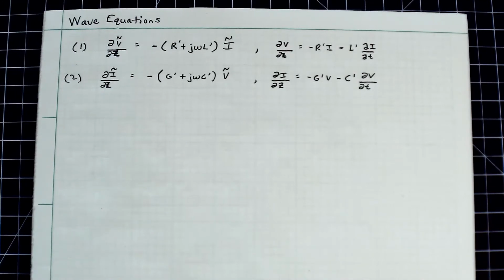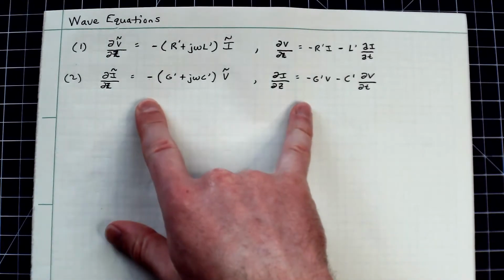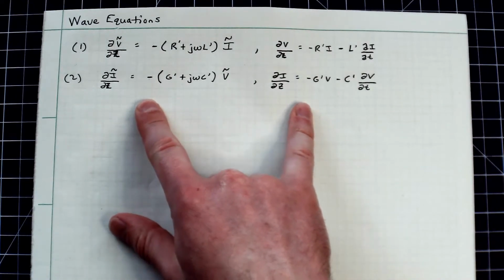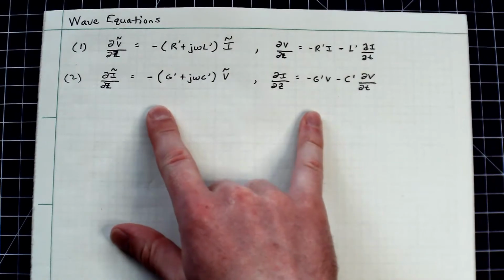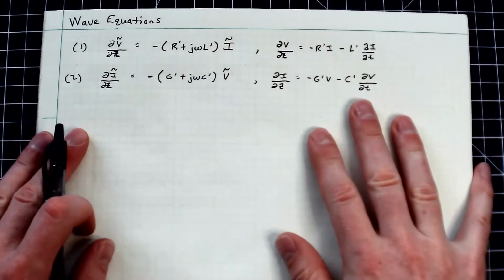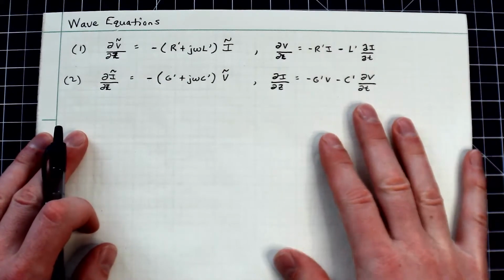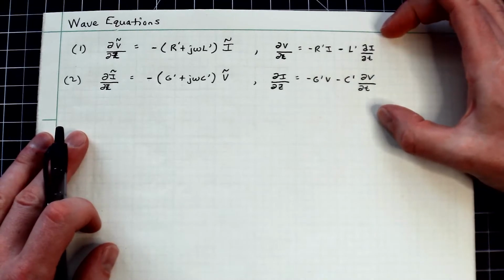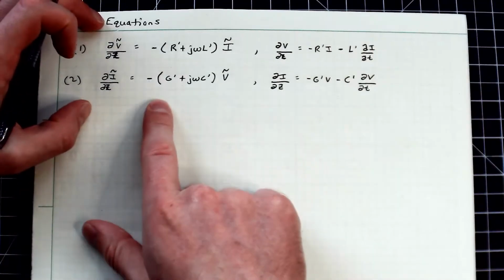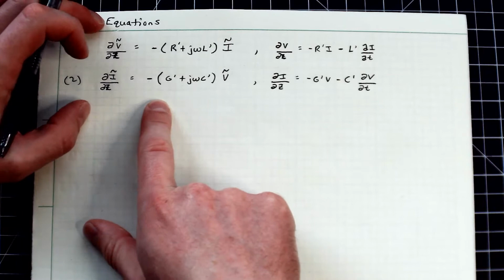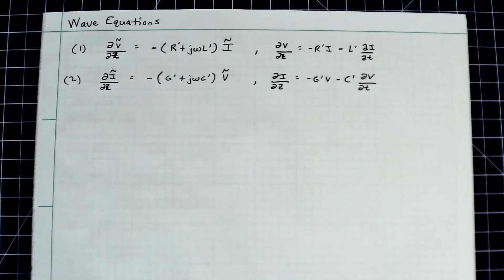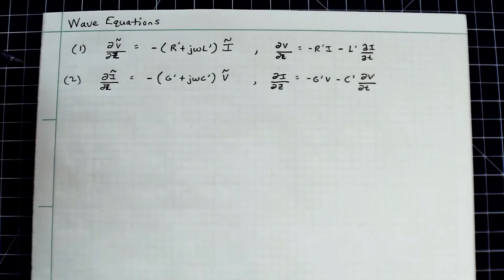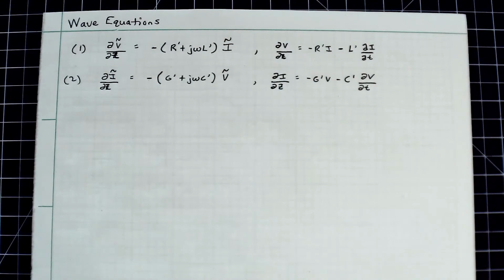Everybody, and welcome back. Remember last time we derived the telegrapher's equations using the lumped element model for a transmission line. So I've just rewritten them here for brevity, and you can see we have the time domain version over here and the frequency domain version over here. So what we'd like to do now is work these equations a little bit to see what their implications are.